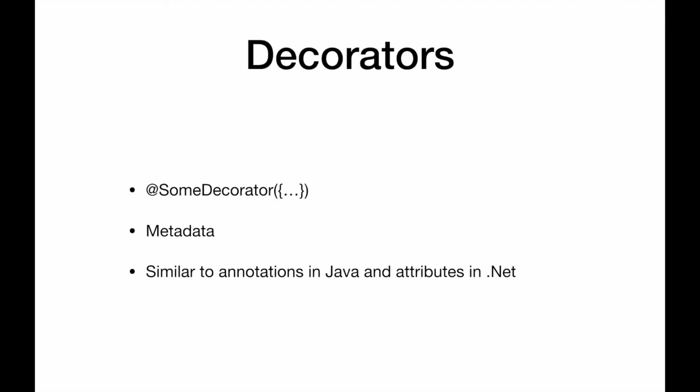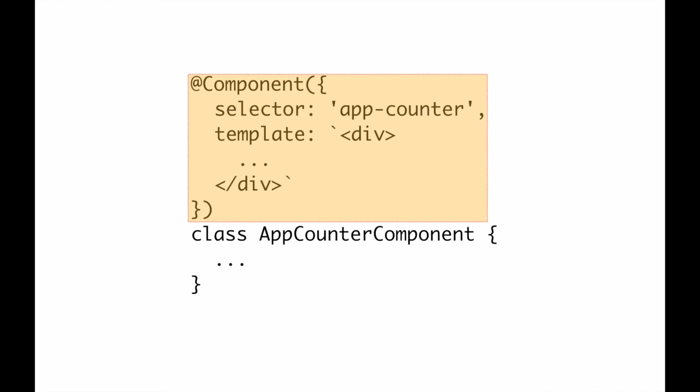This is similar to Java's annotations and .NET's attributes. Here, the class appCounter is decorated with @component. Decorators in TypeScript are passed an object as parameter. For the component decorator here, we are specifying two important properties. First, the selector defines the way the component is used.